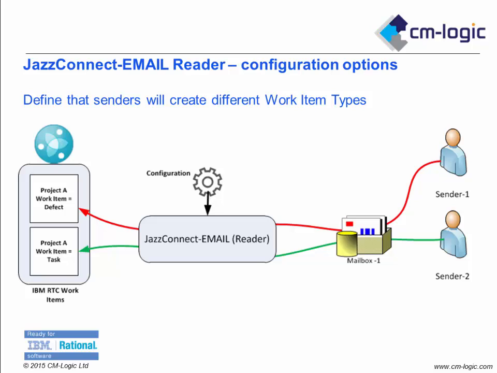This next example shows that different senders can cause the email reader to generate different work item types in RTC, perhaps having one sender create defects and another creating tasks. This is useful if you have a build tool or a continuous integration system that generates emails if there is a problem, and that will create a defect in RTC, whereas regular users will create tasks for other users to act upon.